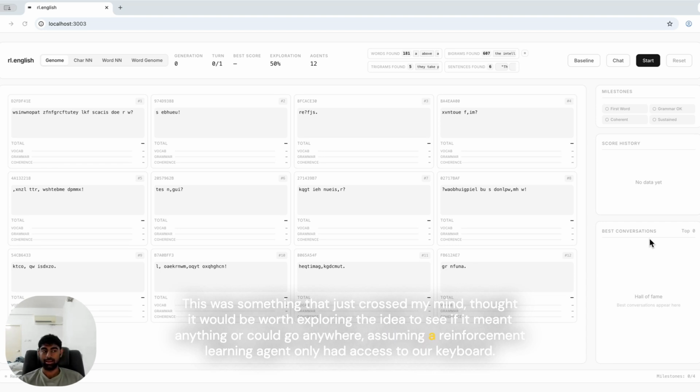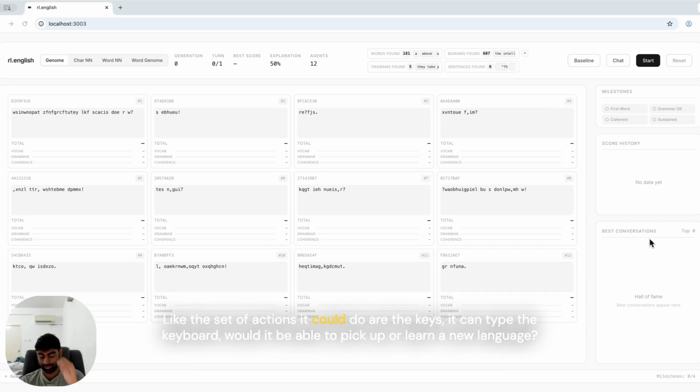Assuming a reinforcement learning agent only had access to our keyboard, like the set of actions it could do are the keys it can type on the keyboard, would it be able to pick up or learn a new language?